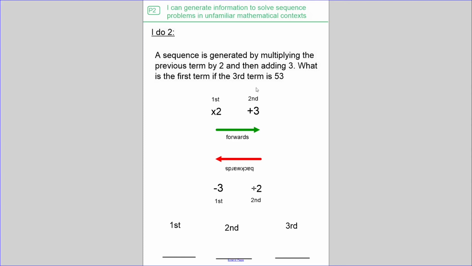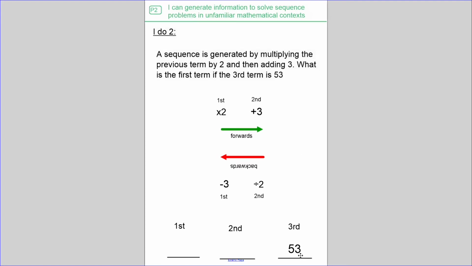Now we've got our first, second and third term written. And the question says the third term is 53. Now remember, term just means the position in our actual sequence. So the third term just means the third position in our sequence. So where it says the third term, we're going to fill that space with the number 53. Once we've done that, we want to find the first term, remember. Are we going to be using the forwards rule or the backwards rule to find the second and the first term?